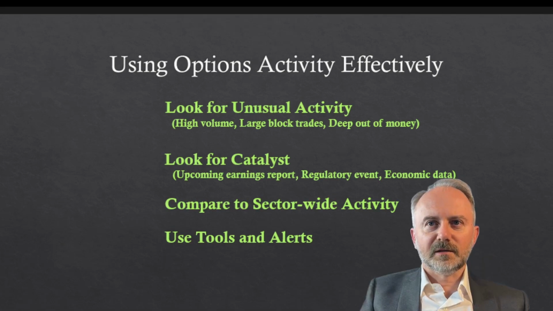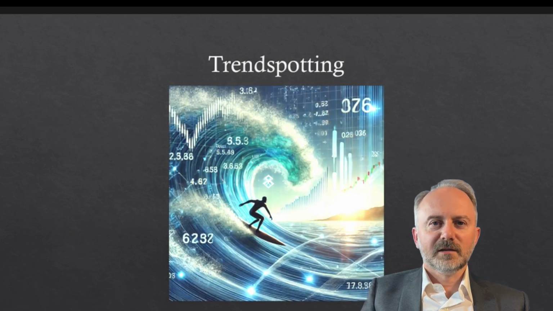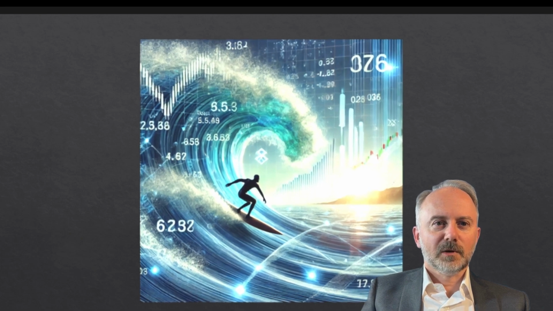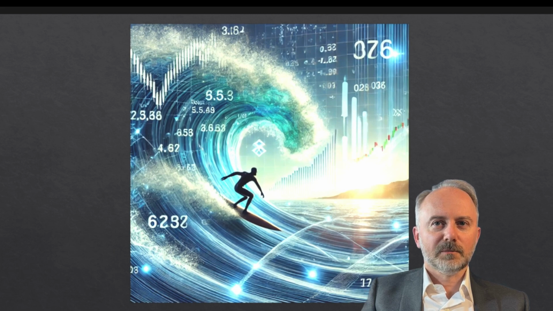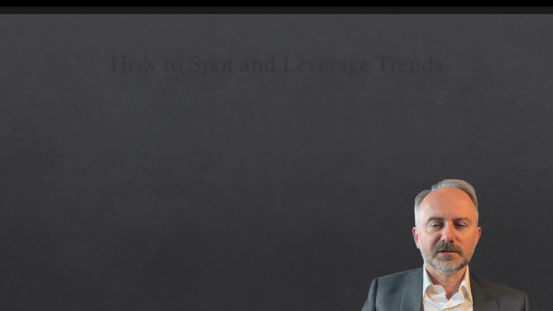Now, this next method is trend spotting. Trend spotting is looking for major trends and changes in the way the world works. So, the way that people live, how they work, how they shop and play, and trying to identify opportunities to be able to benefit from that trend. So, you're looking for shifts in consumer behavior, rising demand for new technologies, or changing regulations.